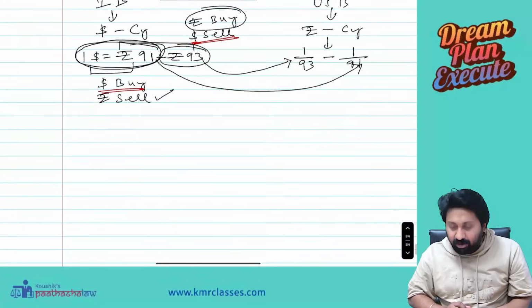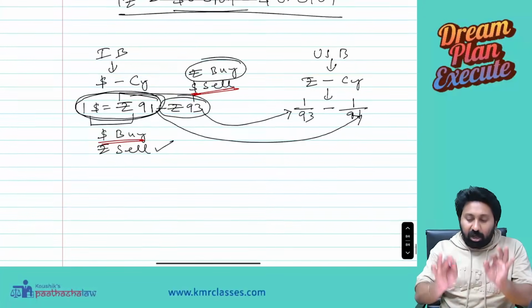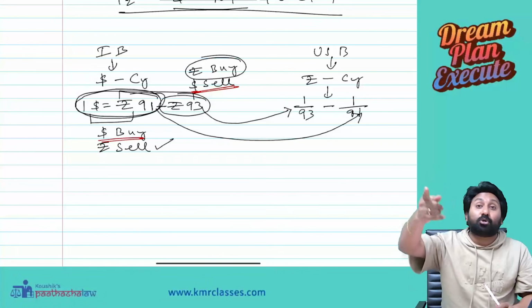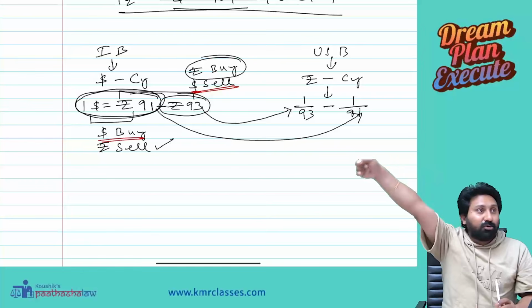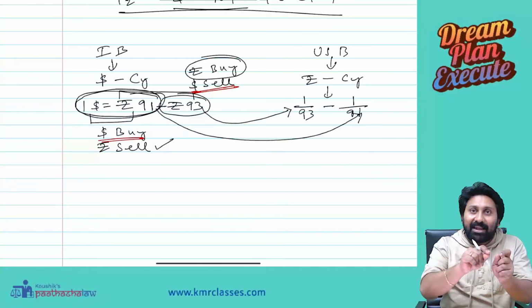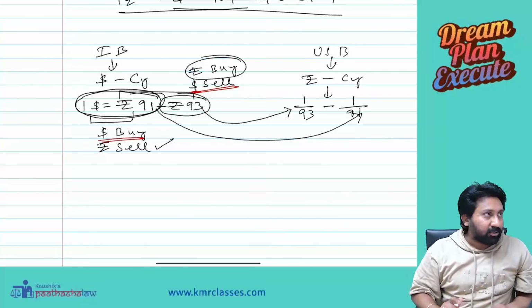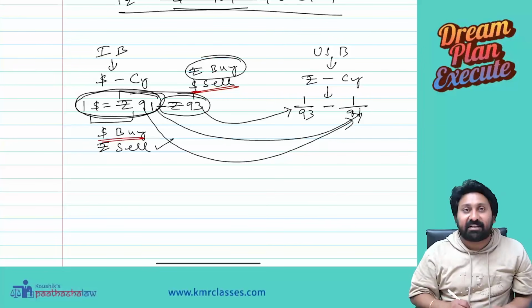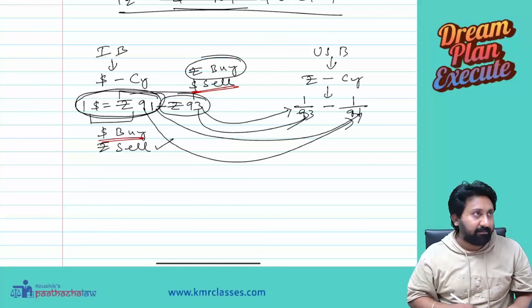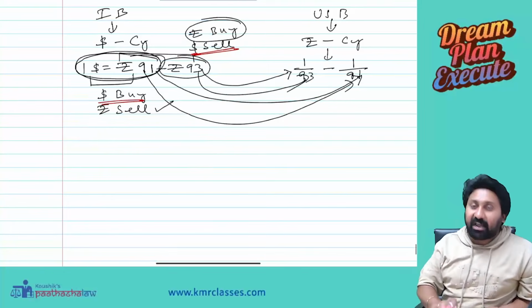So therefore, dollar buying can also be said as rupee selling, but you will not tell that. The US banker will tell. Therefore, your buying rate will become 1 by that particular rate as a selling rate to them. So this 91 will become 1 by 91 as a selling rate here. This will become 1 by 93 as a buying rate here. This is how quotations are converted.